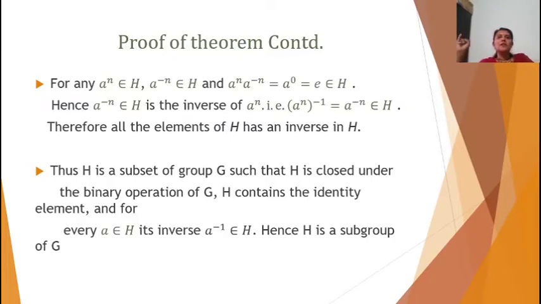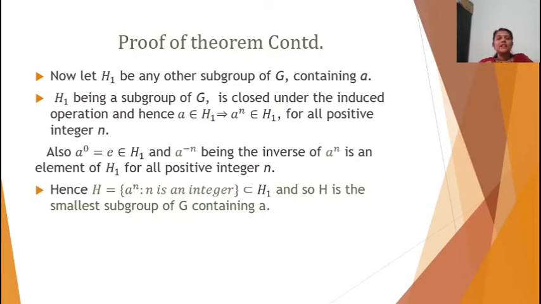Thus H is a subset of the group G such that H is closed under the binary operation of G, H contains the identity element, and for every a in H, its inverse a inverse is an element of H. Hence H is a subgroup of G.